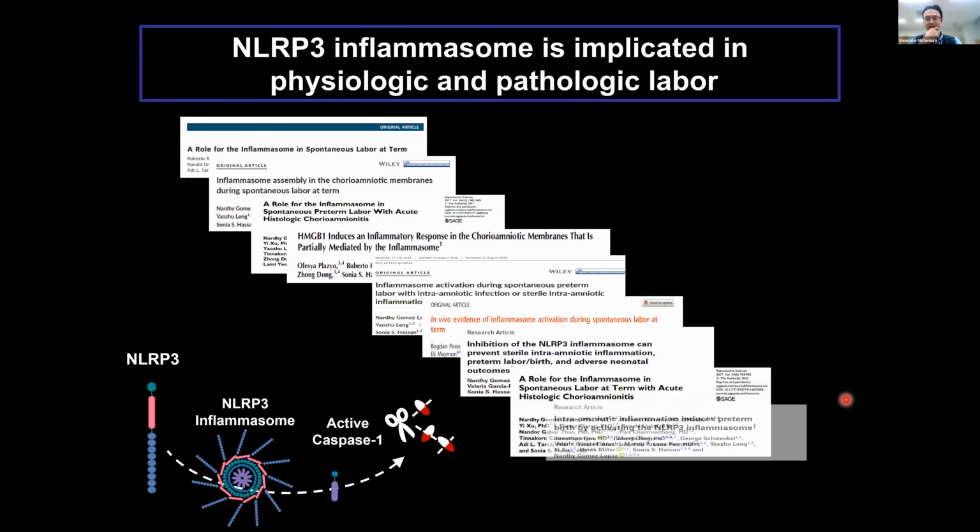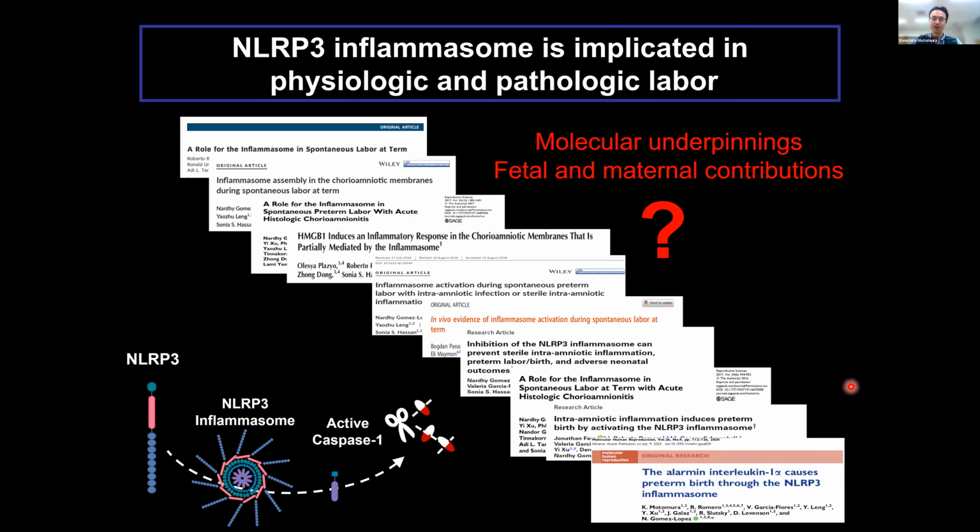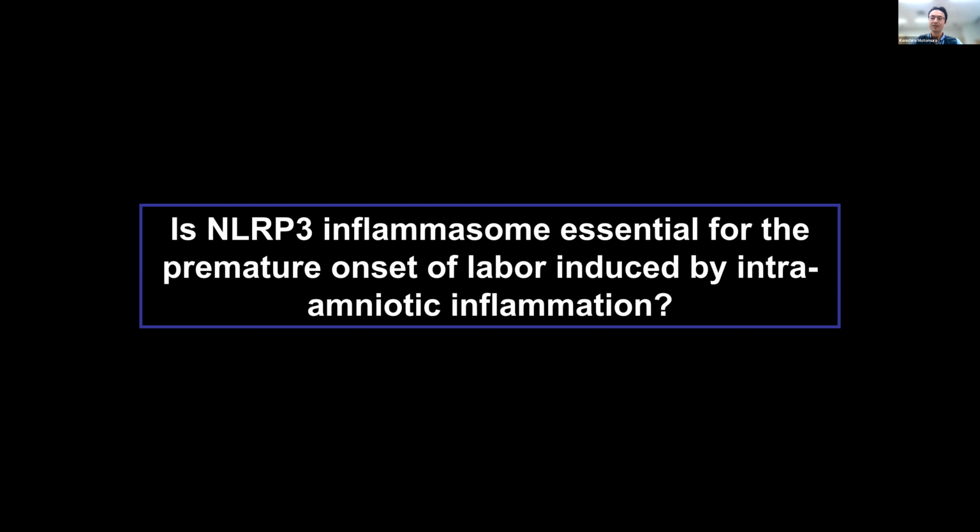So we have generated considerable evidence suggesting a role for the NLRP3 inflammasome in physiologic labor as well as preterm labor. However, the molecular underpinnings of preterm parturition resulting from intra-amniotic inflammation, as well as the fetal and maternal contributions, are poorly understood. Therefore, the first question we investigated in this study was whether the NLRP3 inflammasome is essential for the premature onset of labor induced by intra-amniotic inflammation.